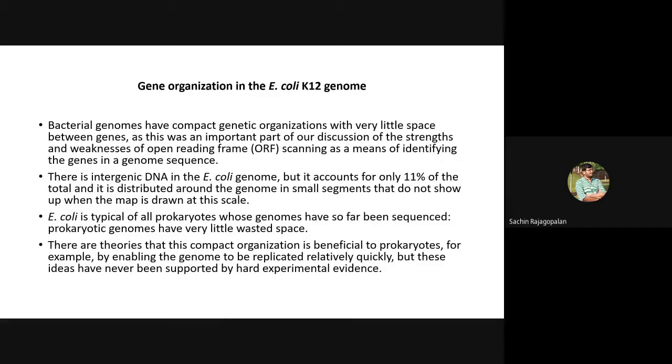So this kind of DNA is what we call intergenic DNA. And when you map the genome, you will be able to recognize that there are multiple genes which are even overlapping, and around 11% of the total DNA is found in this overlapped fashion.